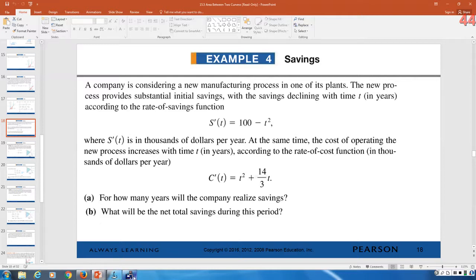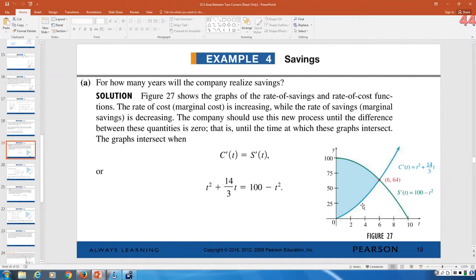The first thing we're going to want to do is graph the two functions. If you graph C prime of t and S prime of t and find out where they intersect, you can see where the total net savings is, because it's going to start at zero. Time isn't negative. But the savings are going to end where those two functions cross, where cost is equal to the savings from the new process. Algebraically, you can solve t squared plus 14 over 3 t equals 100 minus t squared, then do some subtraction and solve with the quadratic formula, or you can graph the functions.